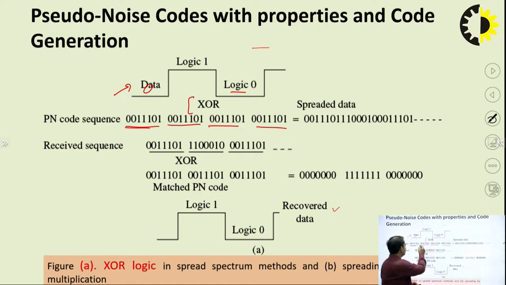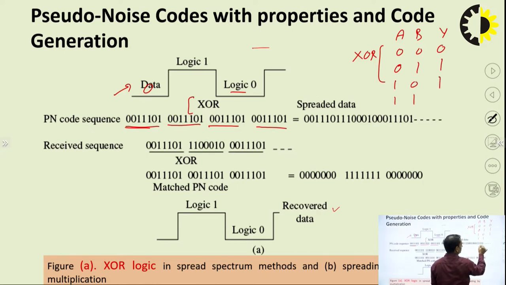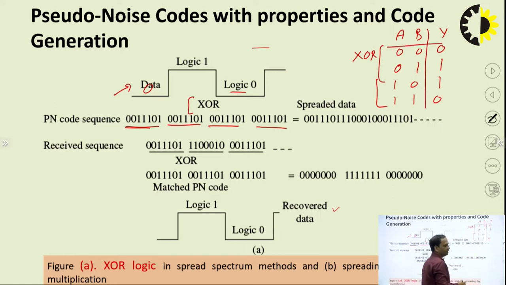As we are very much aware, what is the XOR operation? When we have A and B, if both are 0, then the output will be 0. When we have 0, 1, the output will be 1. When we have 1, 0, the output will be 1. When both are 1s, the output will be 0. So this is the XOR operation between A and B. We can see here, when the data is 0 and the PN bit is 0, the output will be 0. 0, 0, output will be 0. 0, 1, output will be 1, and so on.